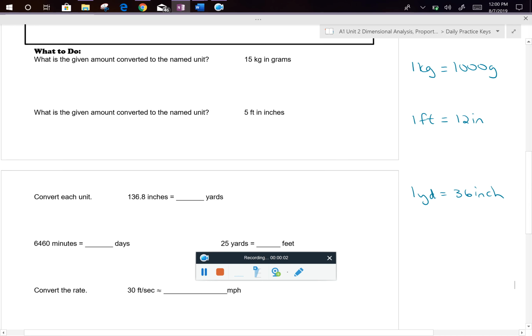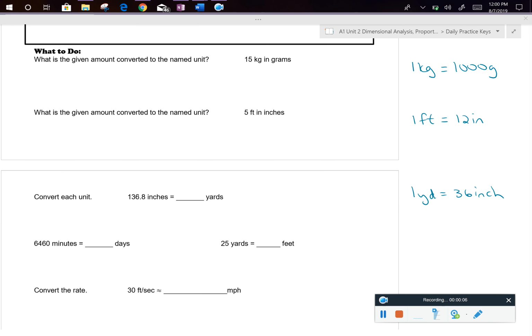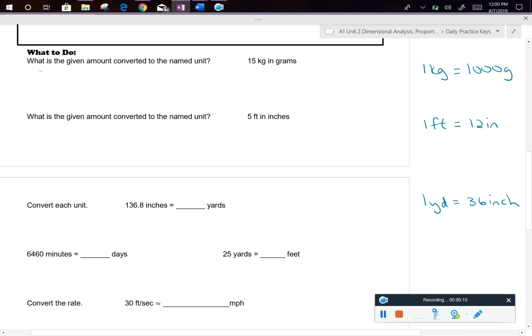What is the given amount converted to the named unit if we have 15 kilograms and we're asked to put it in grams? So 15 kilograms will be our starting value. That tells me 1 kilogram needs to go on the bottom, and the equivalent of 1,000 grams needs to be on the top, so that we're multiplying by something equal to 1. That gets us from kilograms to grams, which is the unit that has been requested. So we can see that there are 15,000 grams in 15 kilograms.